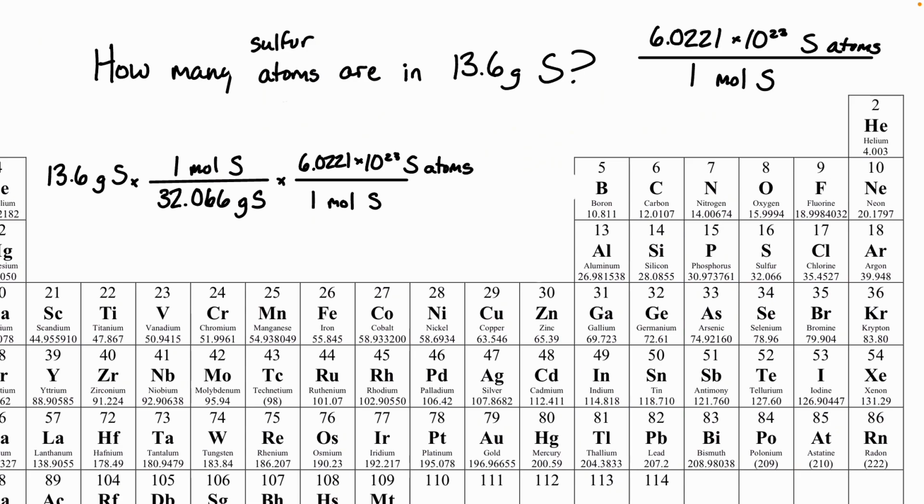Okay, so then if I punch that into my calculator, I get 2.55412 times 10 to the 23 sulfur atoms. And being good about sig figs, I would again be restricted to my 3 sig figs. So my final answer would be 2.55 times 10 to the 23 sulfur atoms.